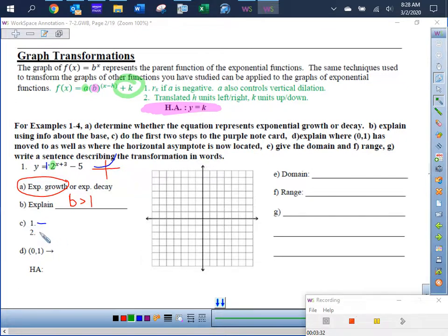Then the translation part, we rock and roll that. Translated where? 3 units left, because it's opposite of this guy. And where else? 5 down. Questions about those, right? If it gets reflected or not.